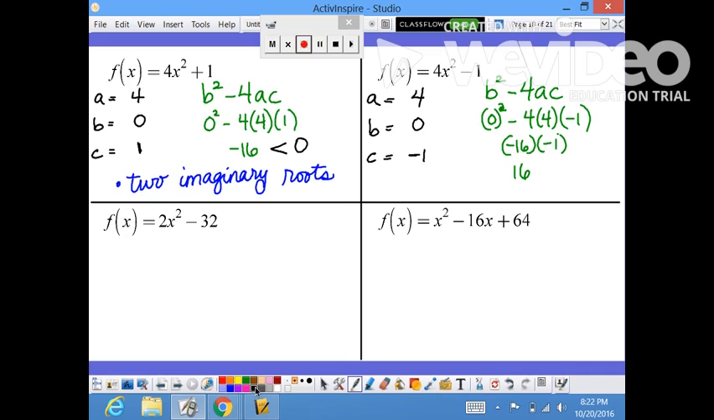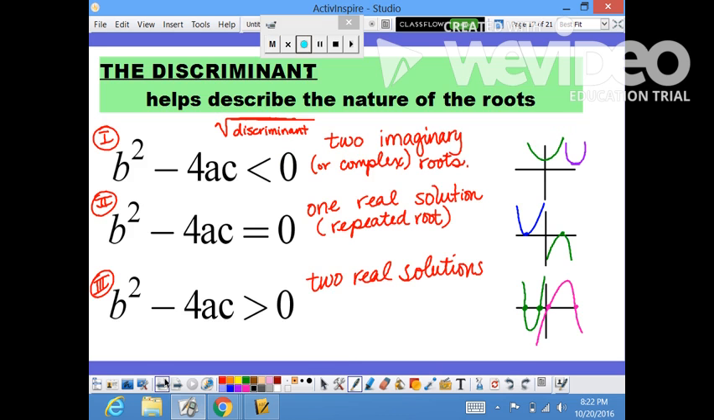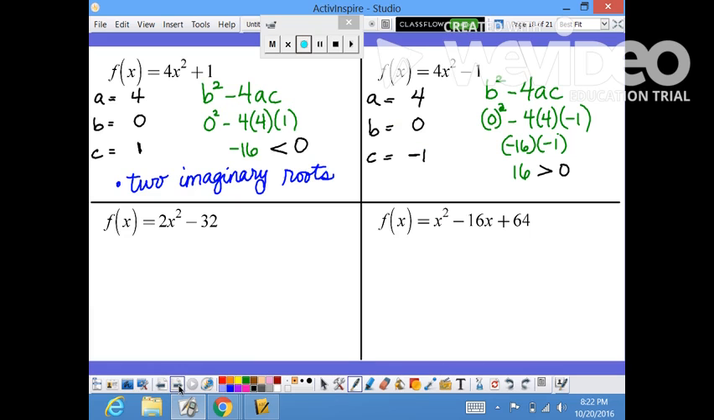So in this case, 16 is greater than 0. So if we look back at our cases or our rules here, we have case 3. When b squared minus 4ac is greater than 0, you have two real solutions. So that's how you describe that.